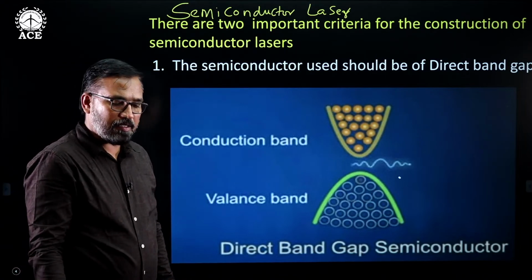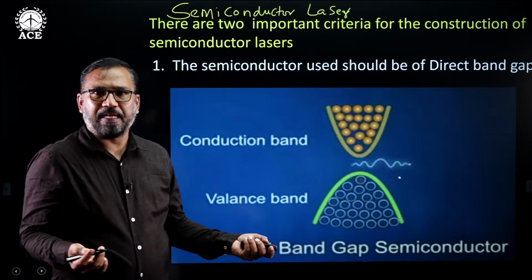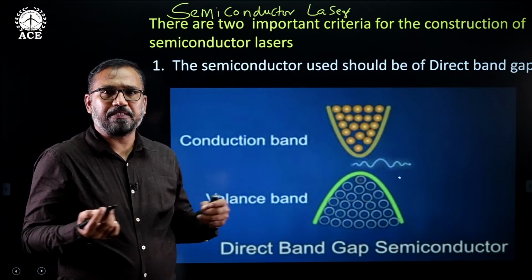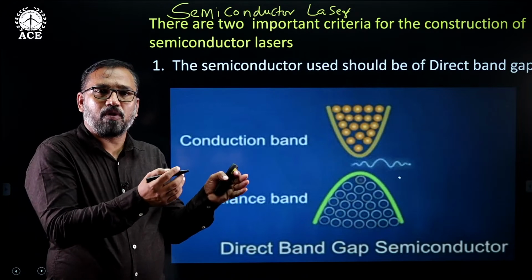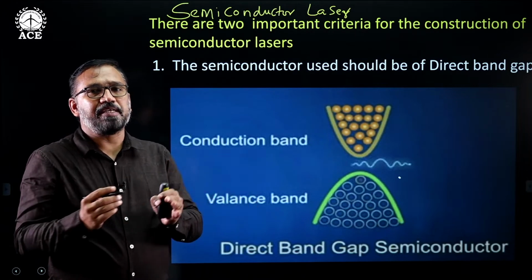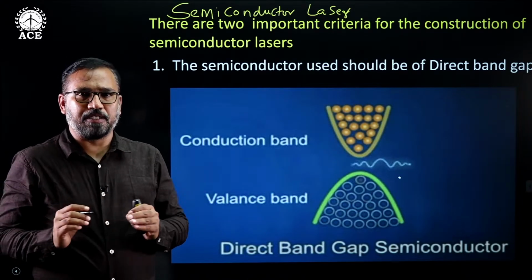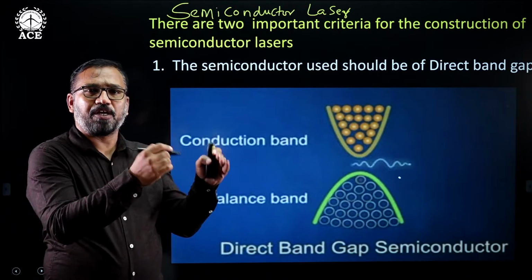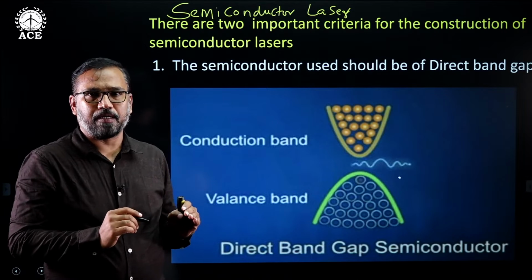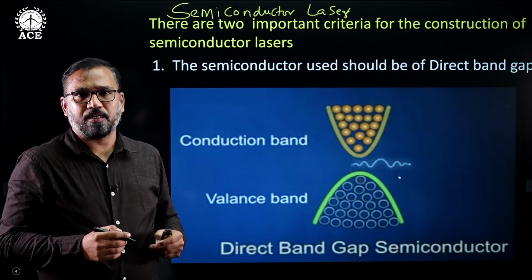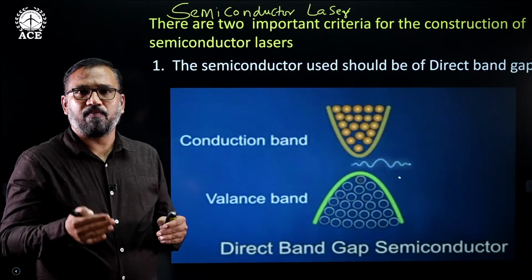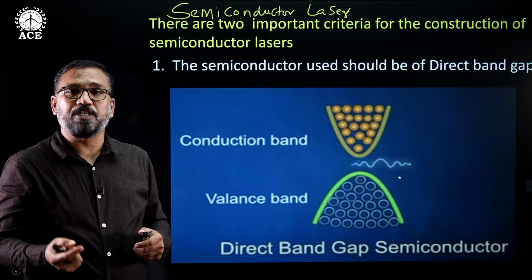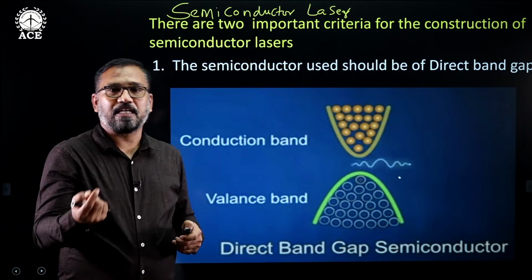Semiconductor laser means we know about p-type and n-type semiconductors. p means positive, n means negative. p has more holes, n has more electrons. Majority carriers are electrons in the n-type semiconductor and holes in the p-type semiconductor. When we bring these two semiconductors into contact, we form a p-n junction diode, and that p-n junction diode can be used as a laser diode.